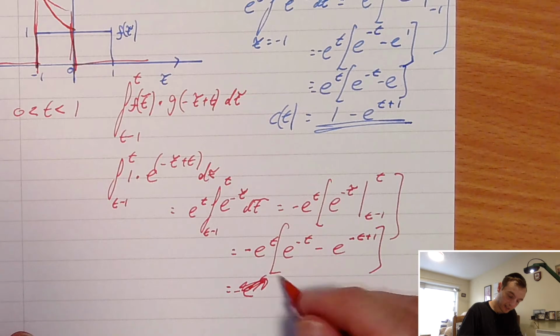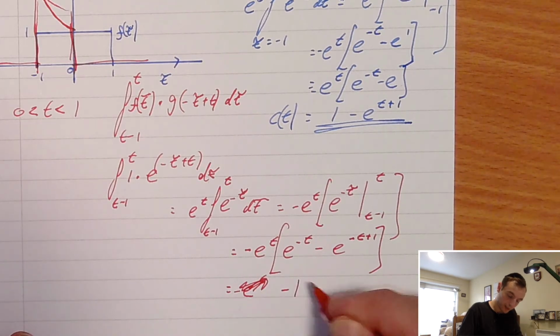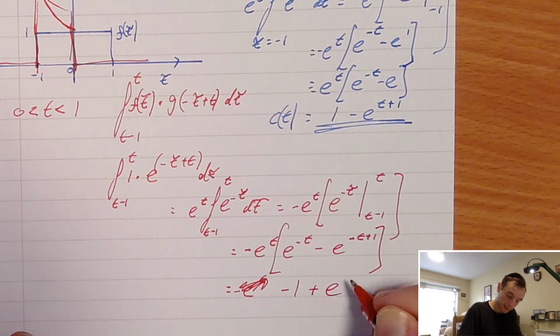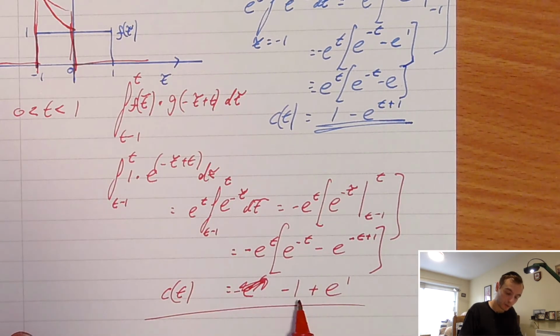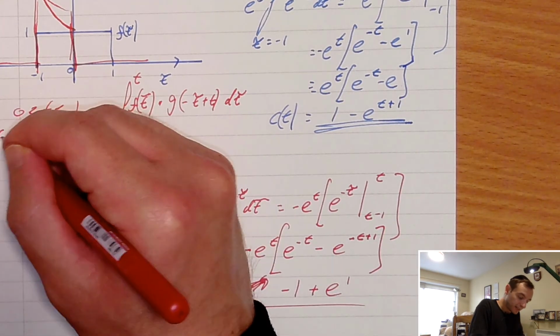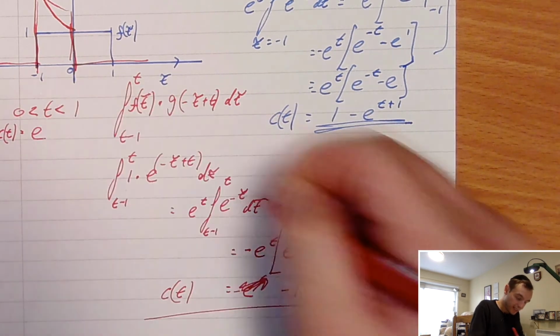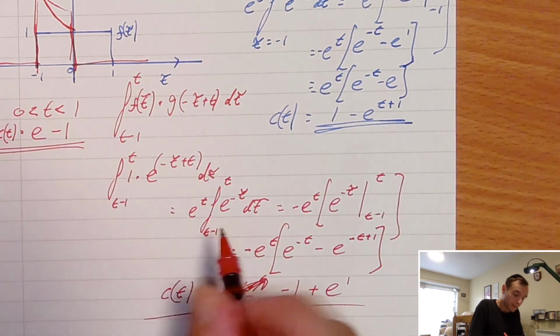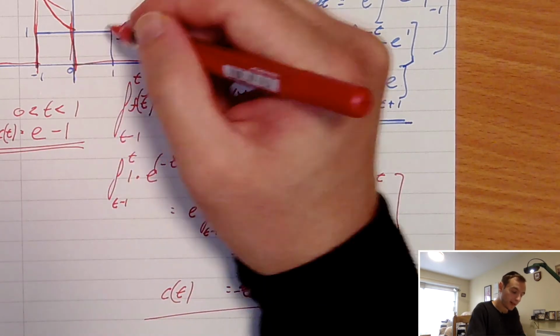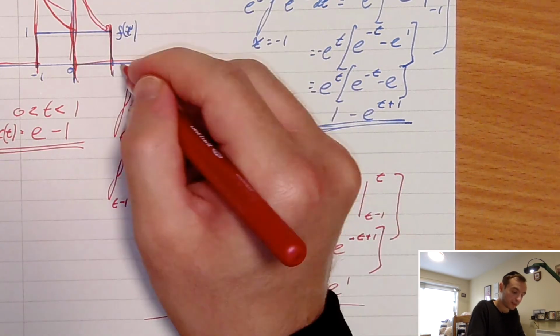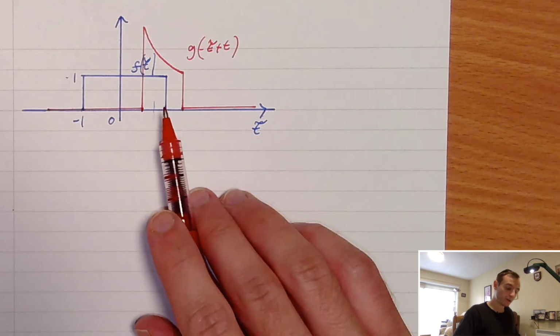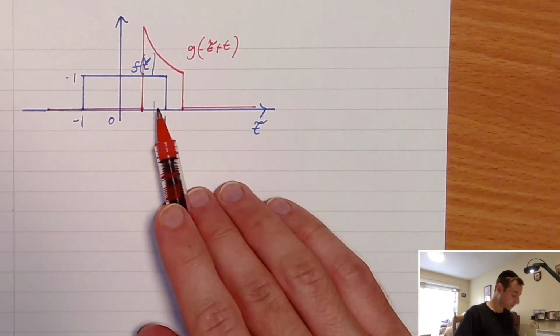Oh, sorry, I can just do that directly. It's going to be minus 1 plus e to the 1. So we can say that the convolution function is going to be e to the 1 minus 1. So we can go back up here and say c of t equals e minus 1 between 0 and 1. And at that point, the function would have shifted over here when t equals 1. Yeah? Okay, so now let's think about what happens when t goes beyond 1.